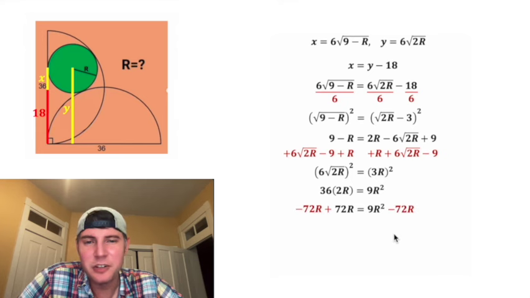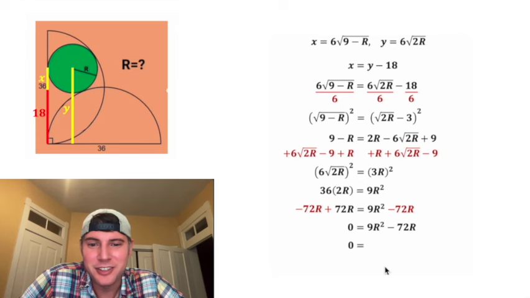Next, let's subtract 72r from both sides. On the left-hand side, these will cancel out to give us 0. And on the right-hand side, we have 9r squared minus 72r. Now let's try to factor this. The greatest common factor for both these terms is 9r.